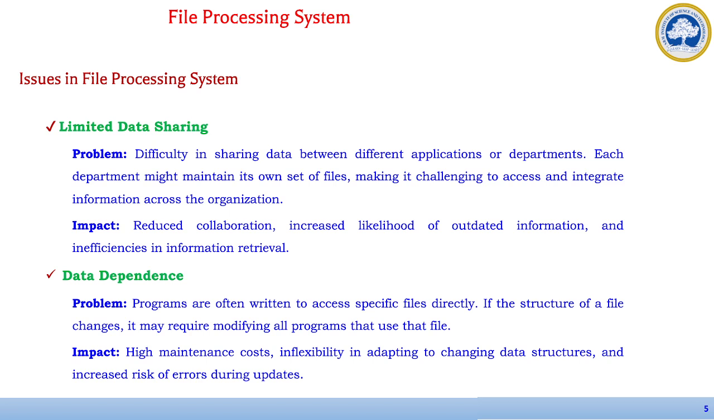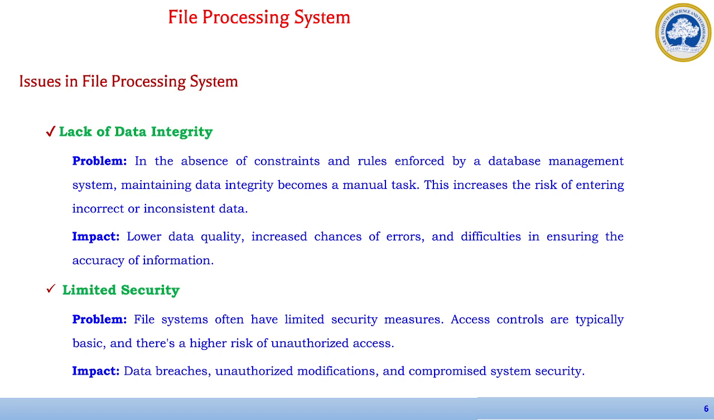Data dependence, problem and impact. Programs are often written to access specific files directly. If the structure of the file changes, it may require modifying all programs that use that file. Impact will be high maintenance cost, inflexibility in adapting to changing data structures, and increased risk of errors during updates.